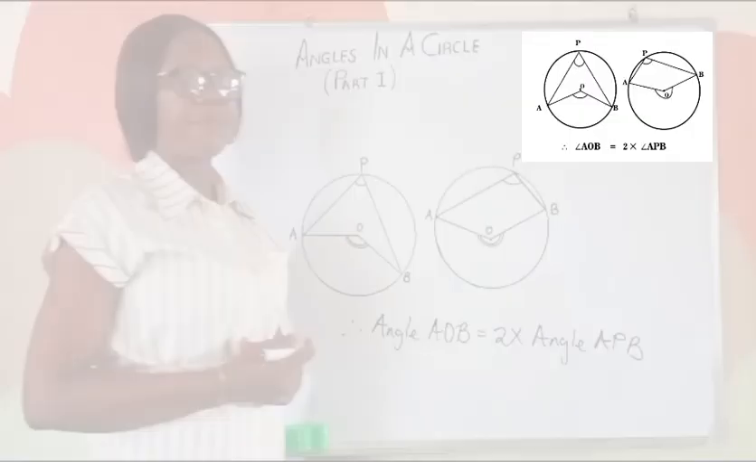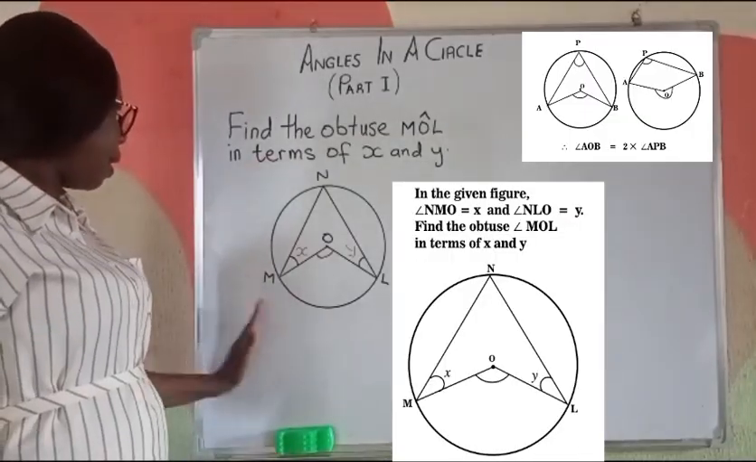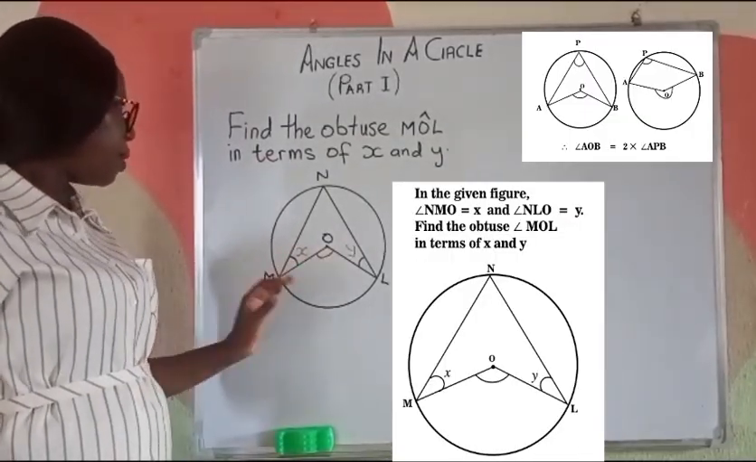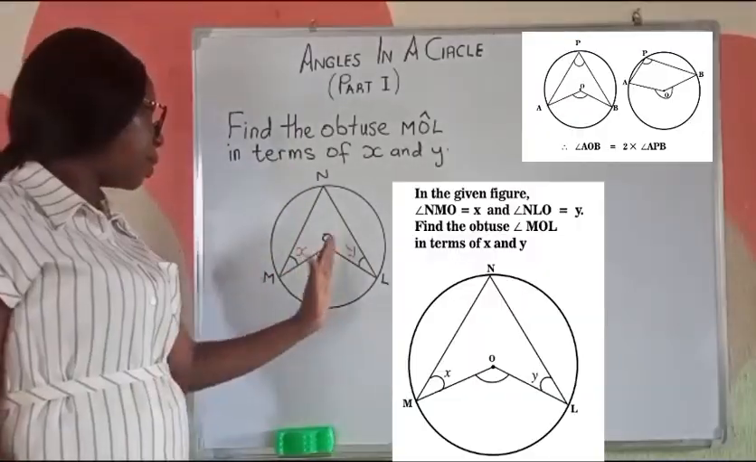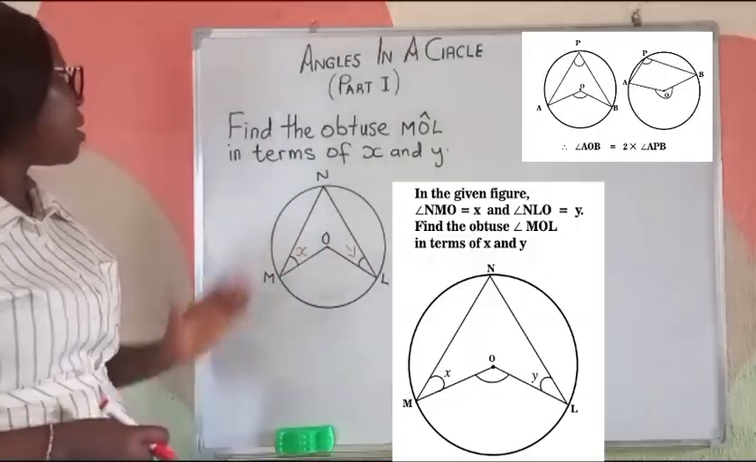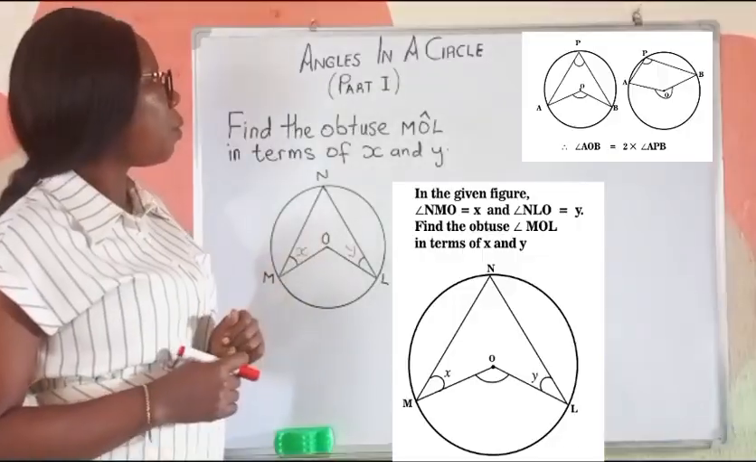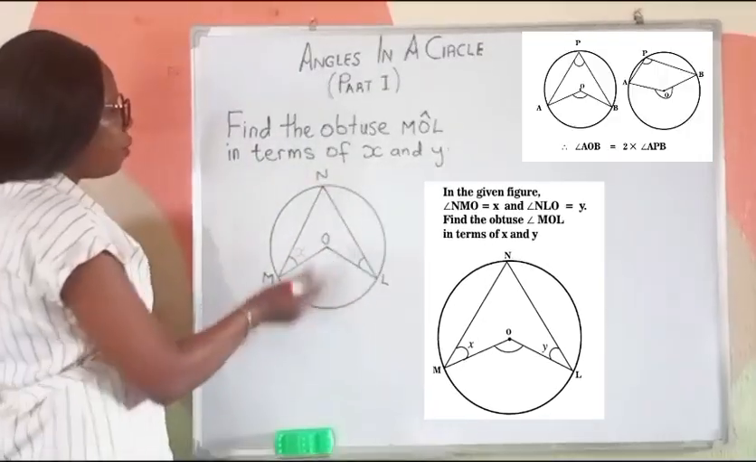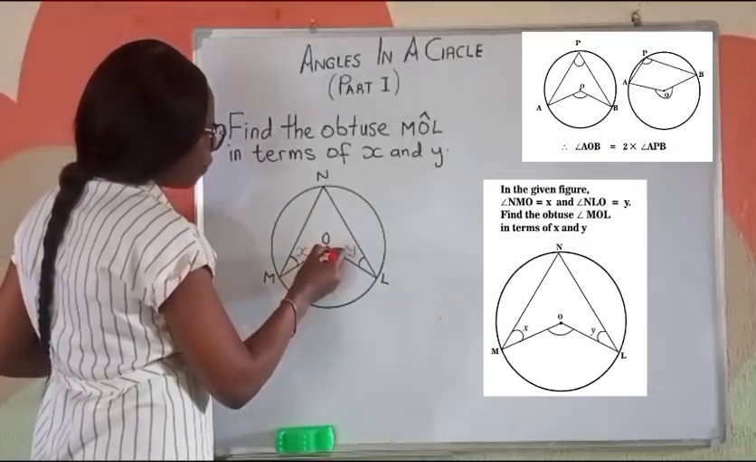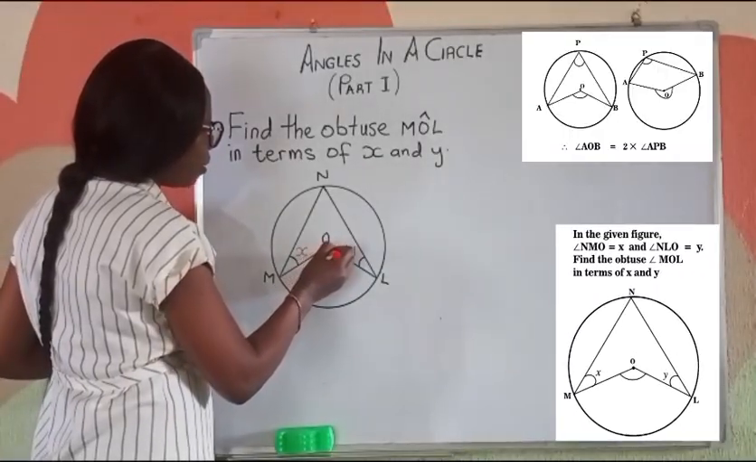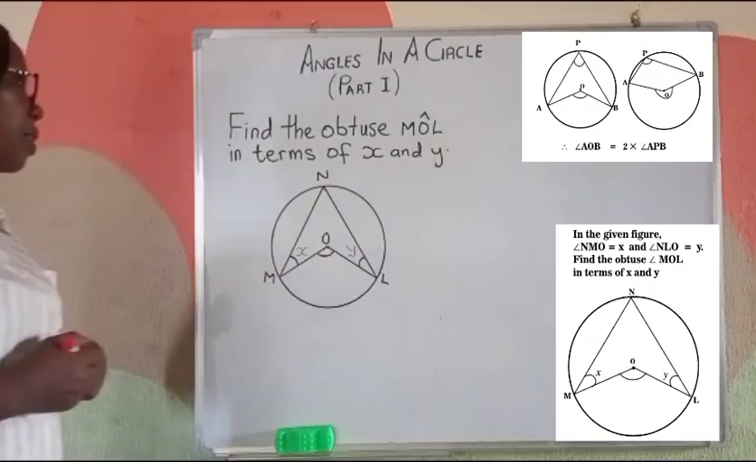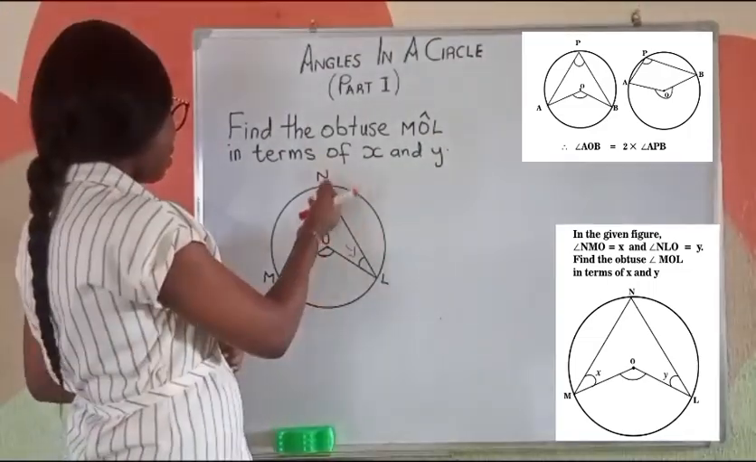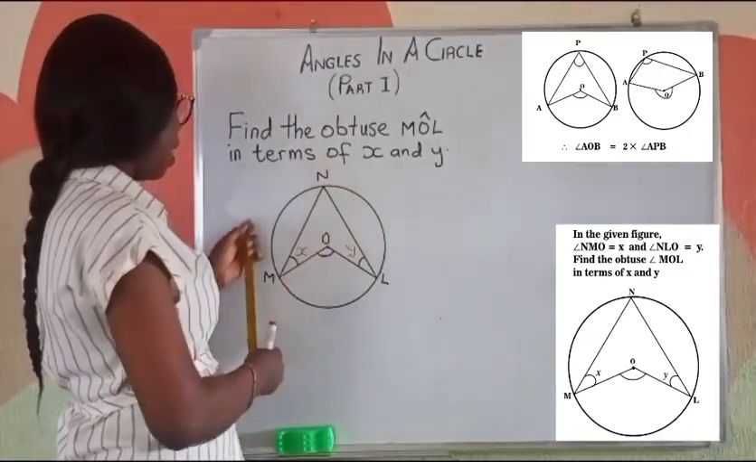For instance, in this figure, angle NMO is equal to X and angle NLO is equal to Y. The question says, find the obtuse angle MOL in terms of X and Y. So we are looking for this obtuse angle here in terms of X and Y. Alright, in order to do this, we are going to bisect angle N and angle O.